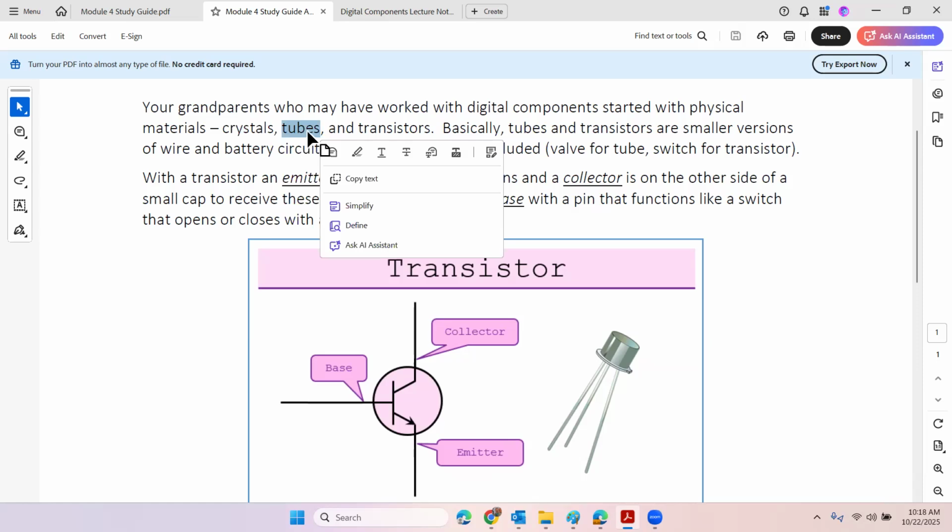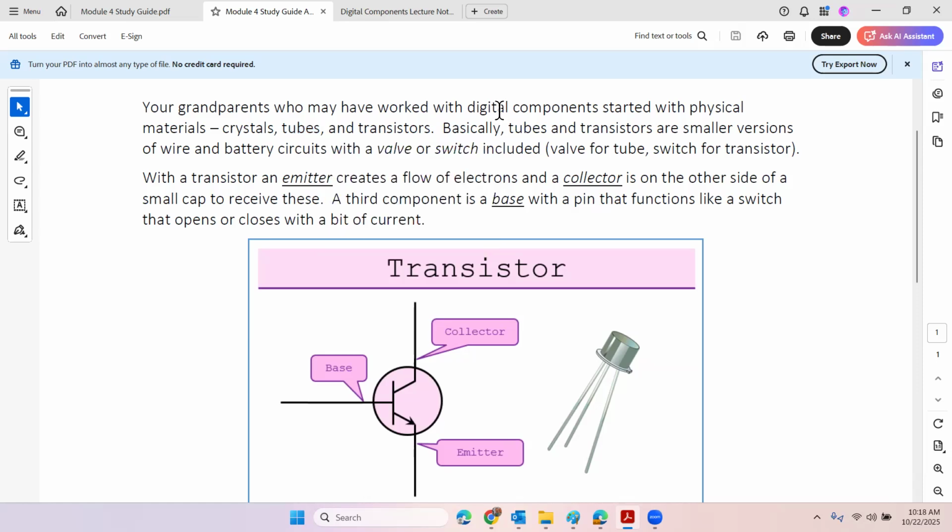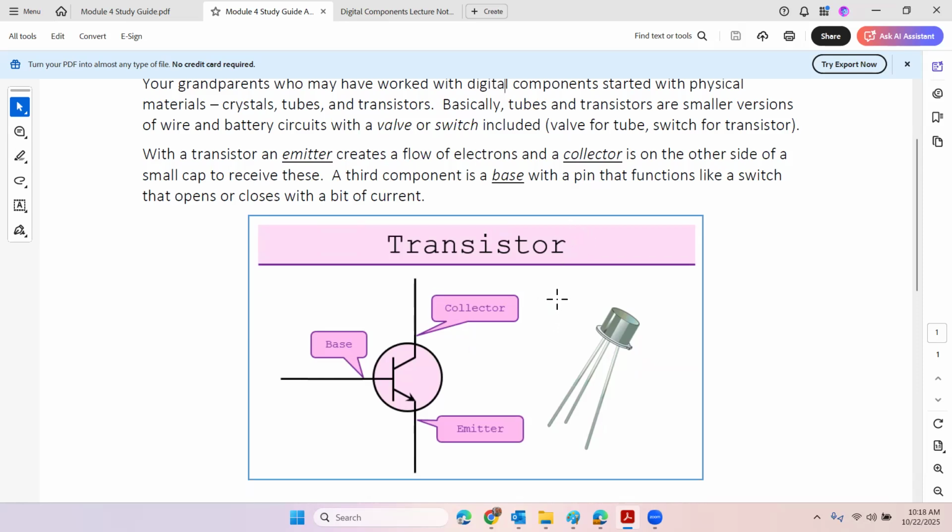It was a vacuum tube. And essentially, a vacuum tube was a physical way of organizing the material so that you'd have some very basic pieces. And depending on how the electrons flowed, you'd have the equivalent of an AND gate, an OR gate.